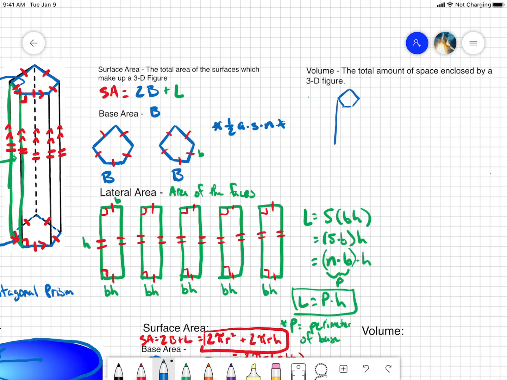I'm going to recreate my prism, with as great a drawing as I can do. Oh my goodness, Mr. Kiefer is the worst artist ever. Hang on. Oh boy. Okay. So here's my prism.